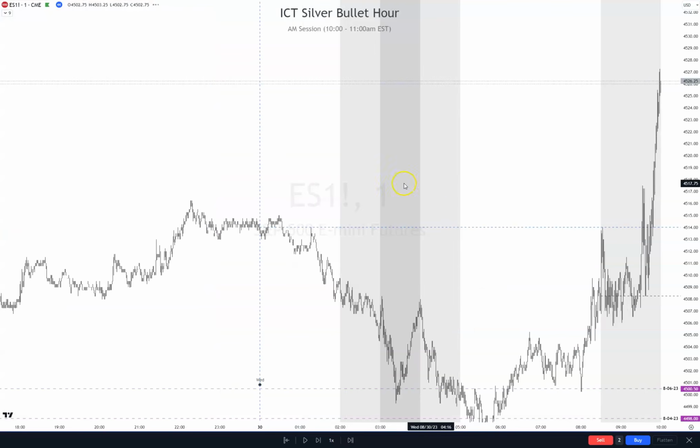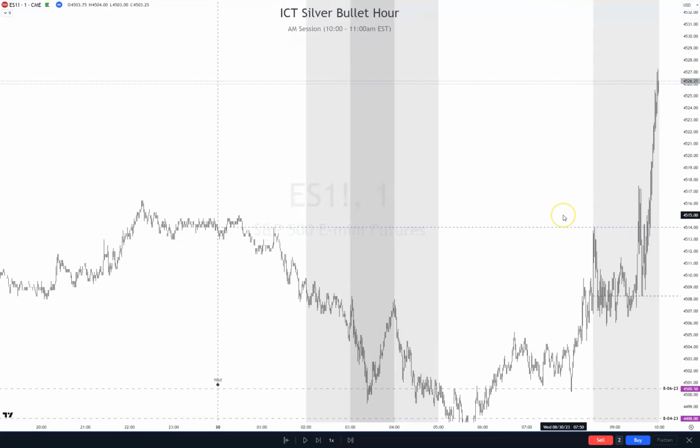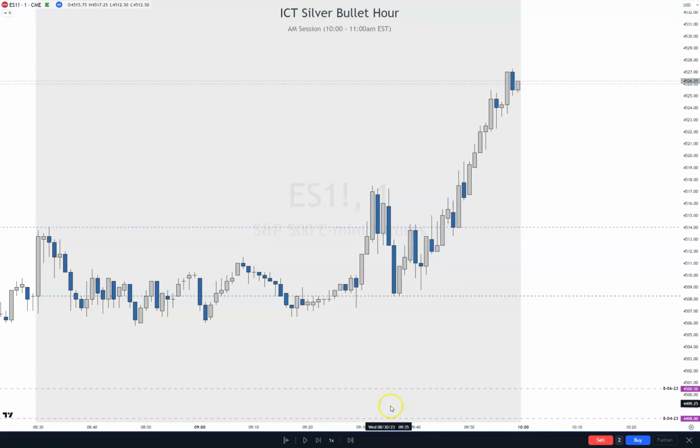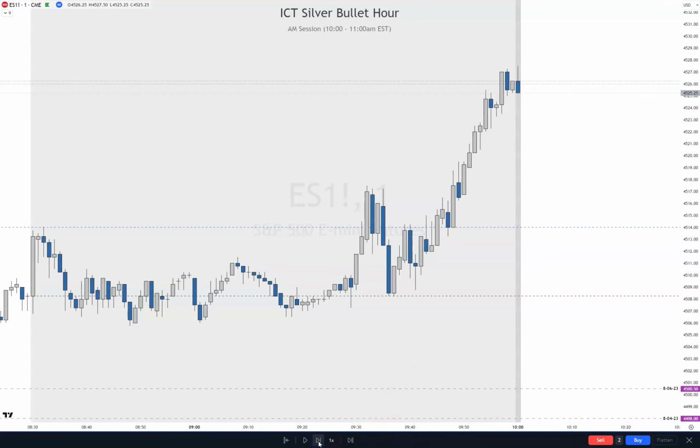We are actually at the high of the day, so we are looking for a reversal here. So let's just see what we get. I will buy and sell here when the time comes.